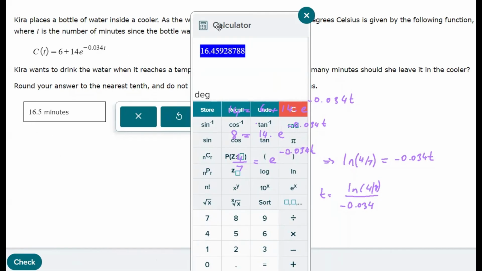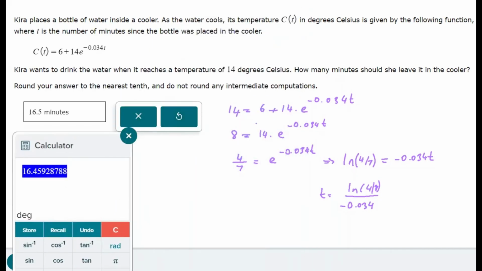Okay, so anyway, that was the second question, just applying the natural log in a different setting. I hope that was clear. I'll see you in the next video.